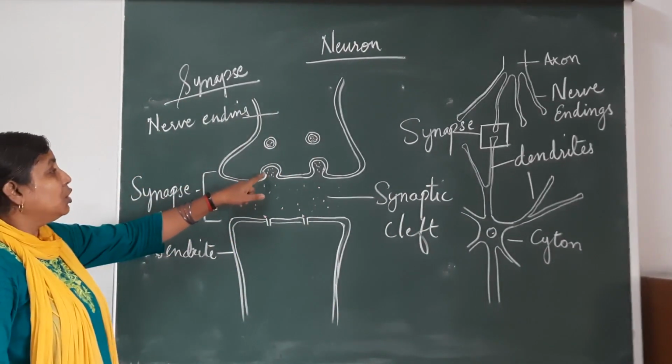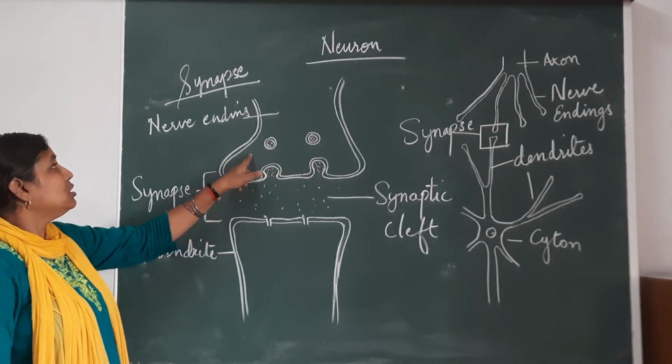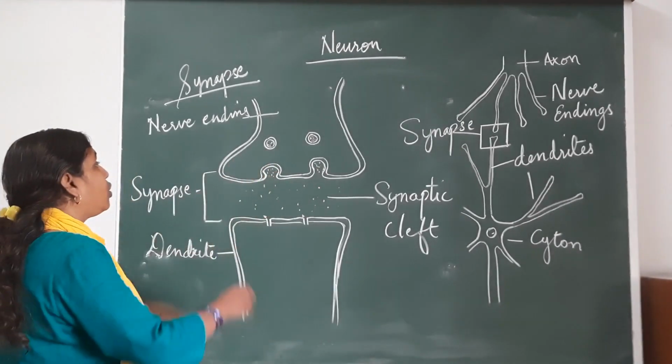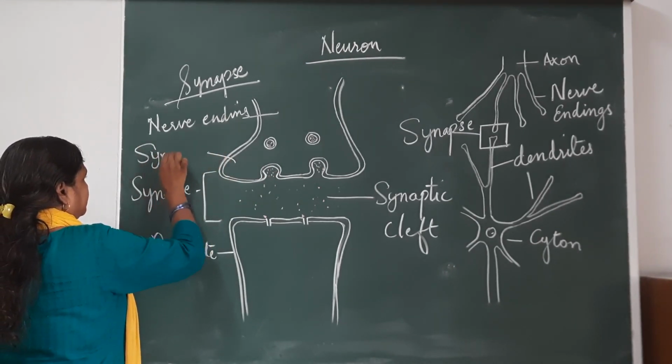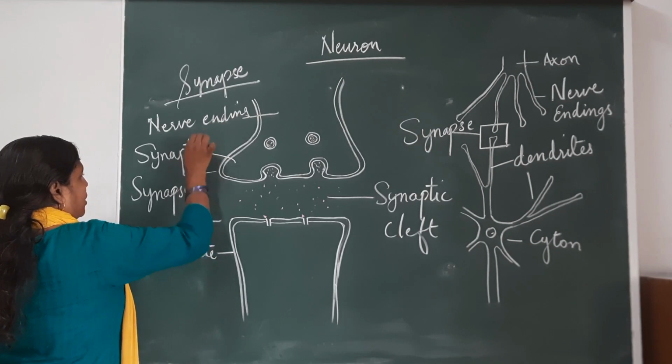Now what happens? You can see this is your nerve ending, the synaptic node. This is your synaptic node.